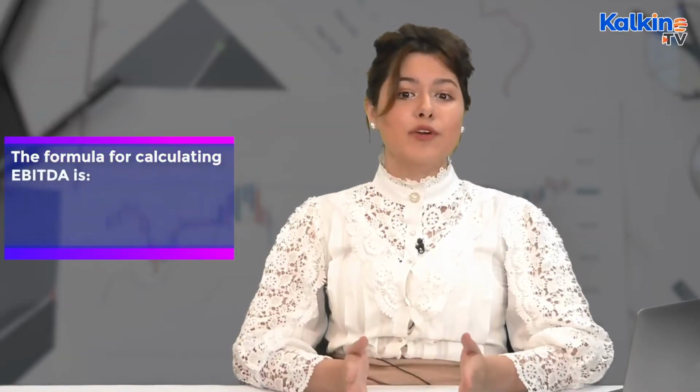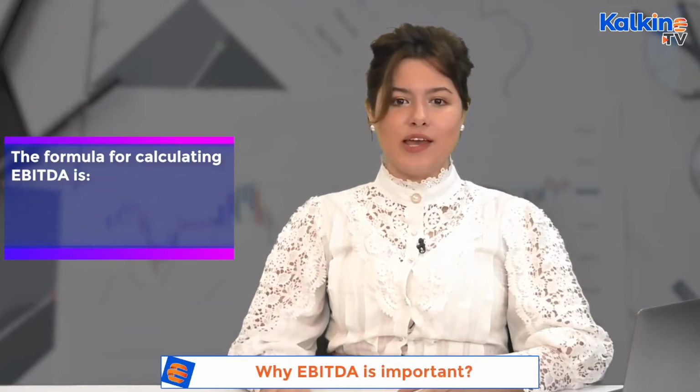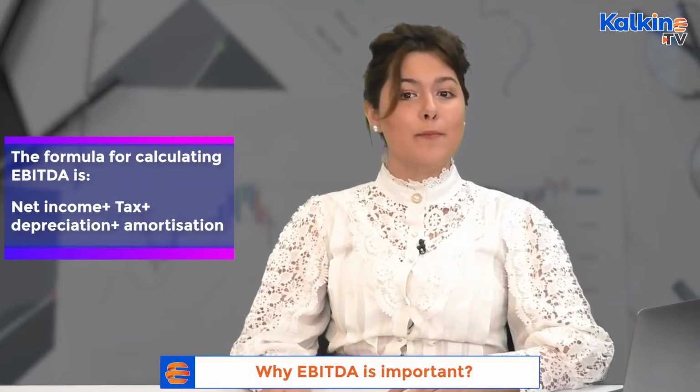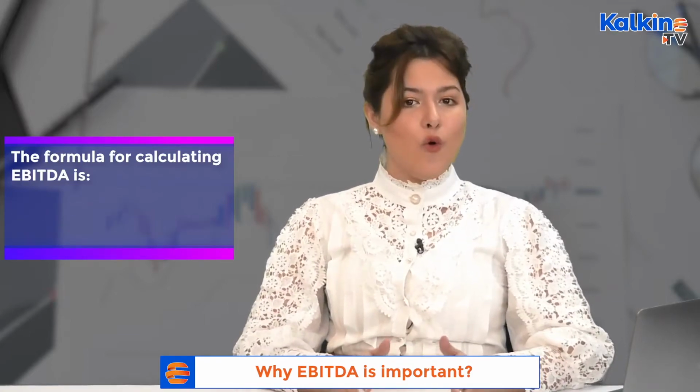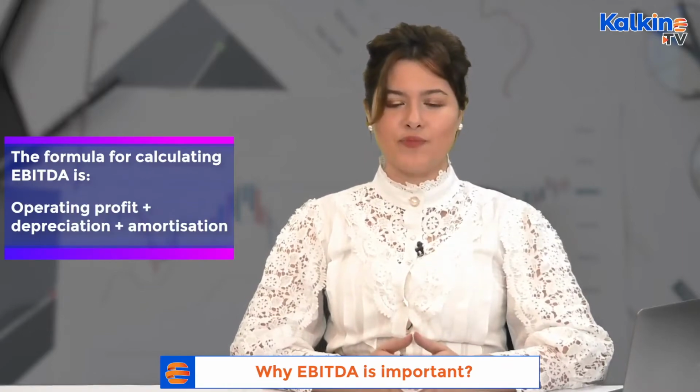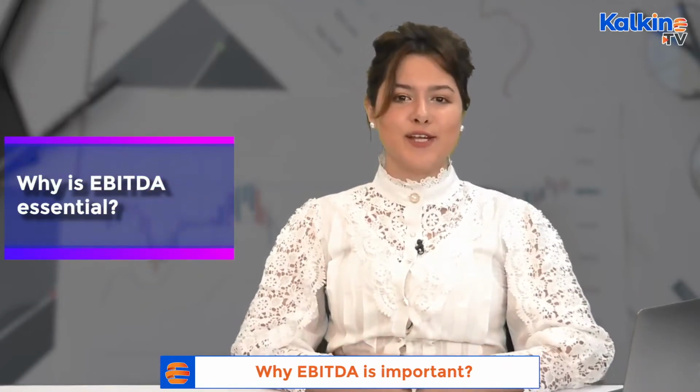The formula for calculating EBITDA is net income plus interest plus tax plus depreciation plus amortization, or operating profit plus depreciation plus amortization.